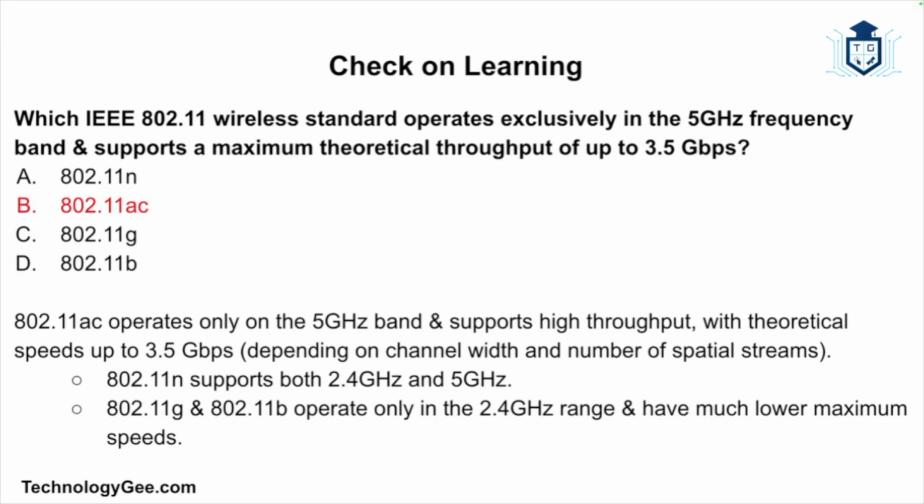All of this information was on that chart that I told you to take a screenshot of. So the 802.11ac operates only on the 5 gigahertz band and supports high throughput with theoretical speeds up to 3.5 gigabits per second, depending upon the channel width and number of spatial streams. 802.11n supports both 2.4 and 5 gigahertz. The 802.11g and b operate only in the 2.4 gigahertz range and have much lower maximum speeds.